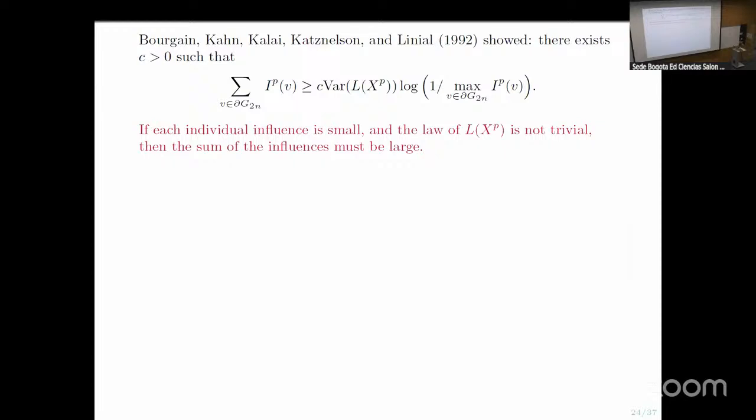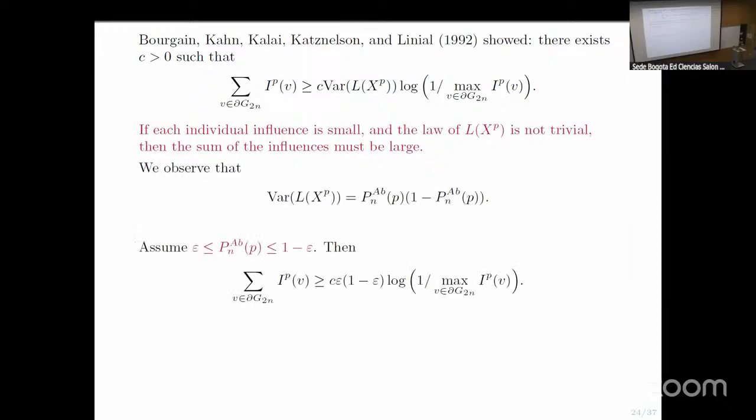Okay, so now I'm going to find a lower bound for that sum. For that we use an inequality shown by these authors: the sum of all the influences is bigger than C, a universal constant, times the variance of the Boolean function times log of 1 over the maximum influence. How can we see this formula? If all the influences are small, so this maximum is small, then the sum is going to be big, because you have 1 over the maximum.